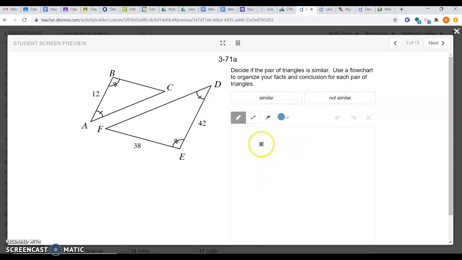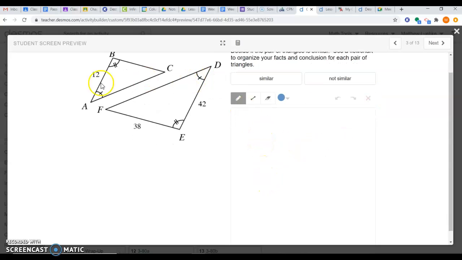And if they're similar, then you're going to draw a flow chart. Say you're going to say these are similar with side-angle-side. In a flow chart, that means we have 3 fact bubbles. In each fact bubble, if you're using side-angle-side, you need to show a proportional side in one fact bubble, another proportional side in another fact bubble, and then you need to show that the angle between them is congruent. If you can show that, then you can draw lines to your conclusion.